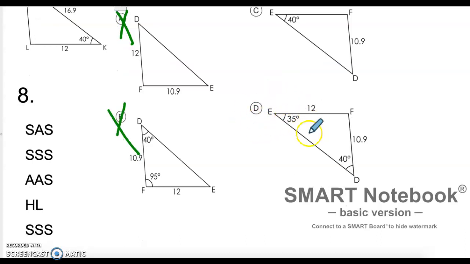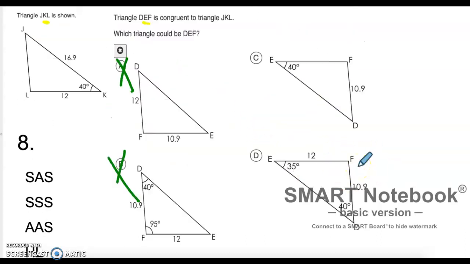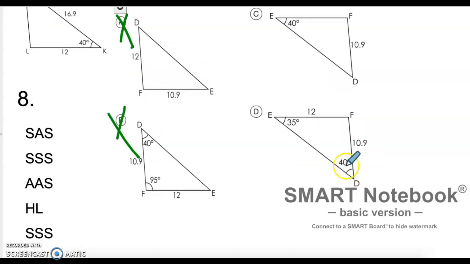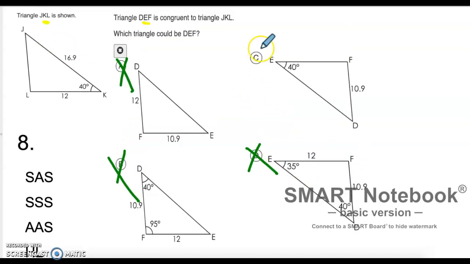So in choice D here, again, we do have a 40-degree angle, but it's not in the correct spot. Angle K in triangle JKL, it's the middle letter in the naming convention, corresponds with angle E in triangle DEF. When you have congruent triangles, corresponding angles are congruent. So this 40-degree angle does not correspond with angle K. So D is not the correct choice.